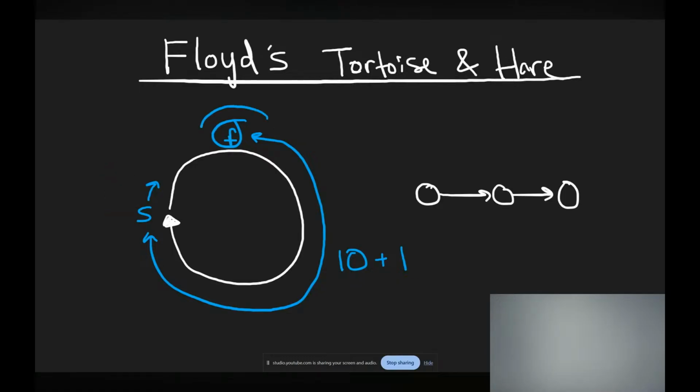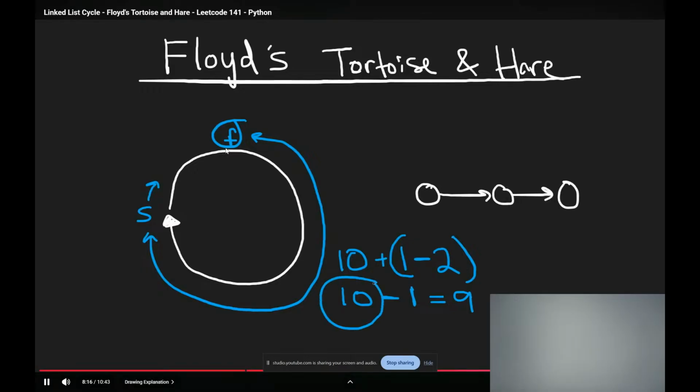But then the fast pointer is not going to quit. It's going to move by 2 as well. So when we move the fast pointer, we're taking the gap and closing it by 2. So we're saying plus 1 minus 2, right? Do you see how this evaluates to 10 minus 1, which is going to be 9. So on a single iteration of the loop, the distance between the pointers is being closed by 1.